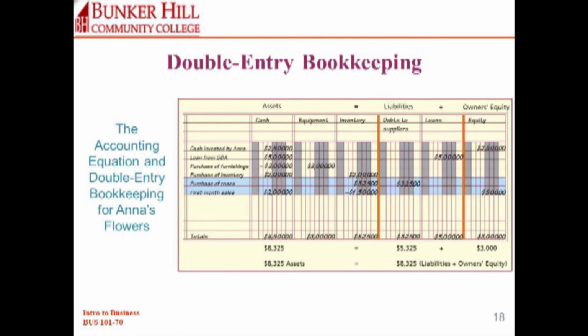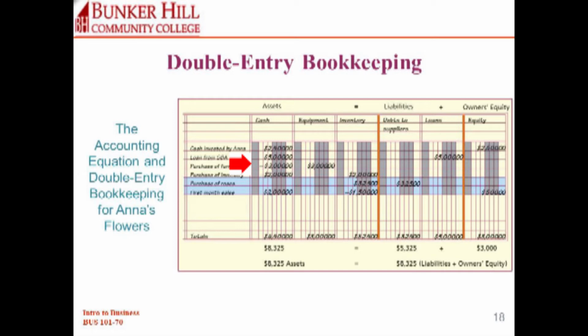Slide 18 gives you this double entry bookkeeping. So again, if you take a peek at it, hopefully it shows up on the video. If not, you can go to the slides that have been put up on Moodle and go to slide 18. You can see the cash invested by Anna is $2,500. She got a loan for $5,000 from the Small Business Association. She purchased furnishings, which cost $3,000. So her cash went down by $3,000. But the equipment that she got in return is worth $3,000.